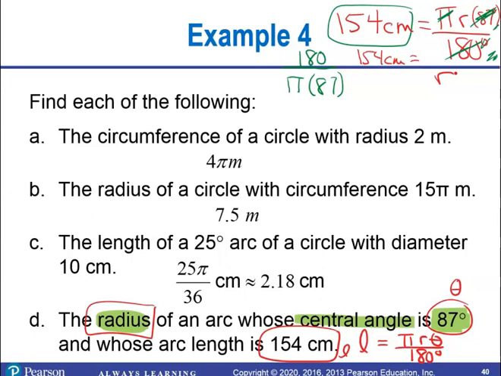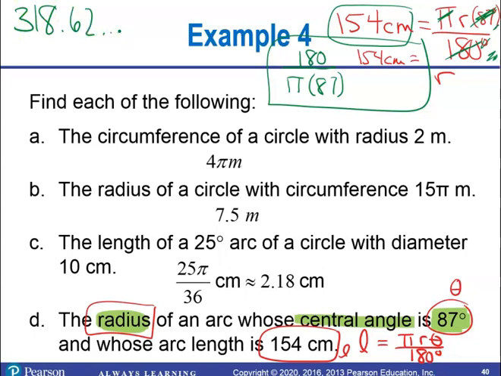So now I'm just going to multiply this in my calculator. All of this in my calculator. 180 times 154 divided by 87. And I'm just going to leave the pi in the denominator. Okay. So again, 180, times 154, divided by 87. And that gives me a crazy decimal. So that's going to be 318.62, writing it over here to the left, 318.62, and that keeps going, over pi. And that equals R.